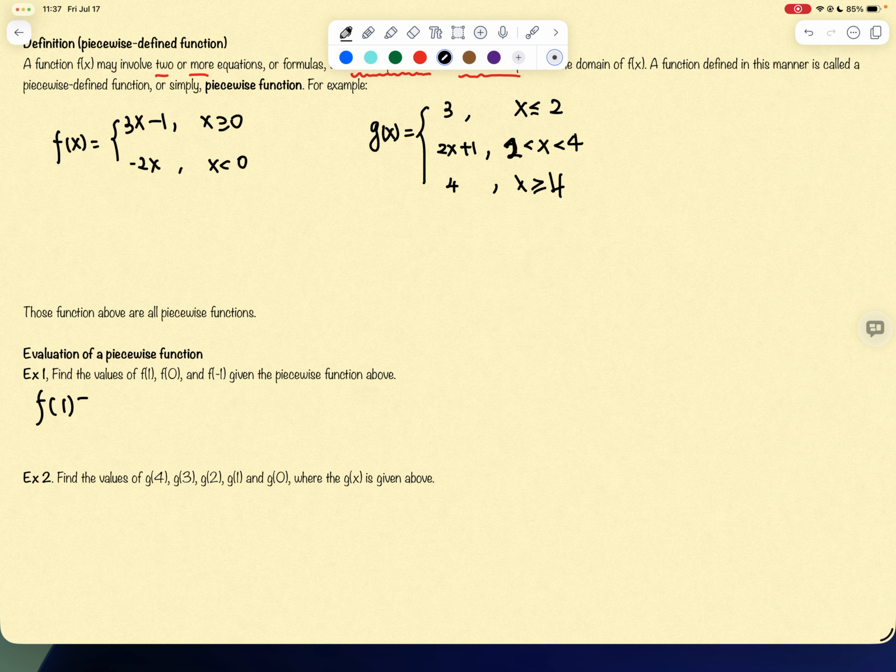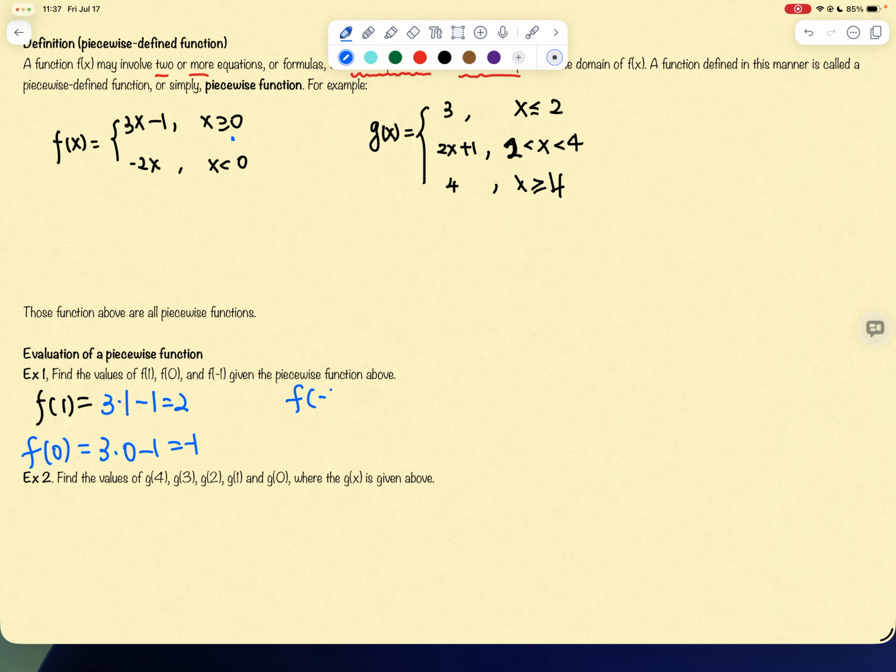If I have f of 1, you can tell this input 1 is greater than or equal to 0, so that's the piece you are supposed to choose. So you are going to say this is 3 times 1 minus 1, which is 2. But if you were to ask me what's f of 0, I realize f of 0 also belongs to the x greater than or equal to 0 piece. So I would have 3 times 0 minus 1, which is negative 1.